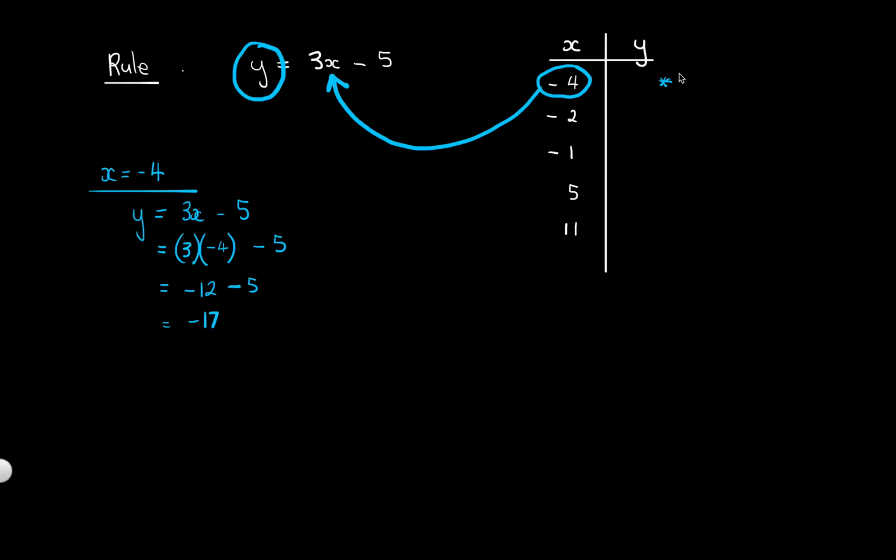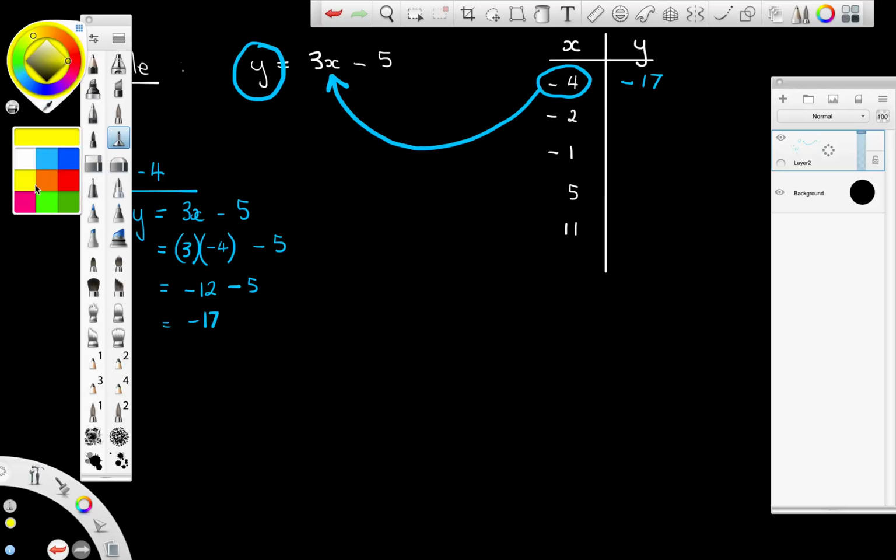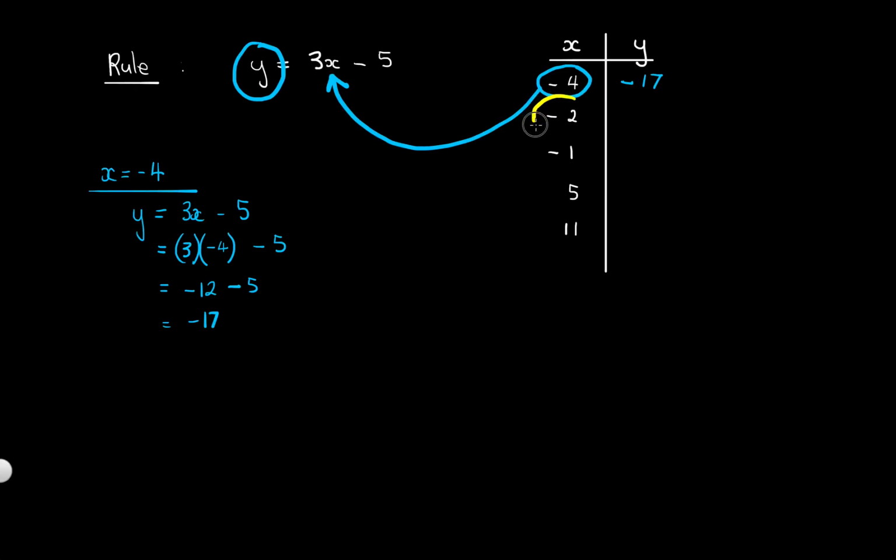So the value that goes here is -17. Let's try x equals -2. So now we'll try x equals -2. We'll plug that into our equation.